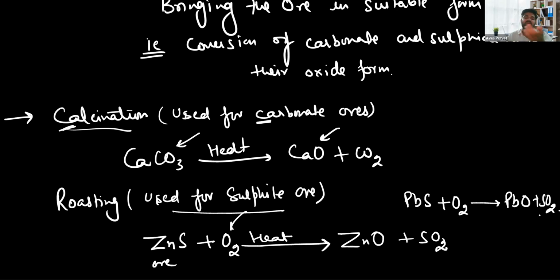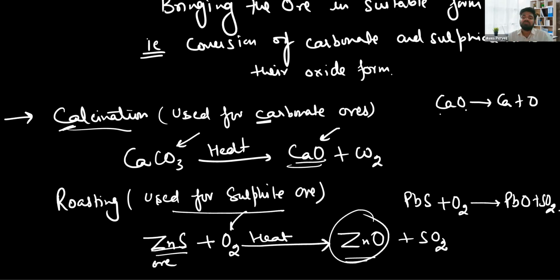Advantages: first of all, it helps in the conversion of carbonate ore into its oxide form and sulfide ore into its oxide form, because oxide forms are easily reducible. Reducible means that removal of oxygen from the oxide form is easier than from the carbonate form. So we are just converting the carbonate ore into its oxide form. Similarly, the sulfide ore is converted into its oxide form.